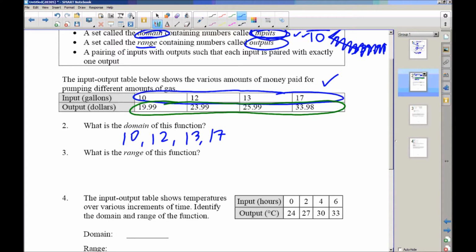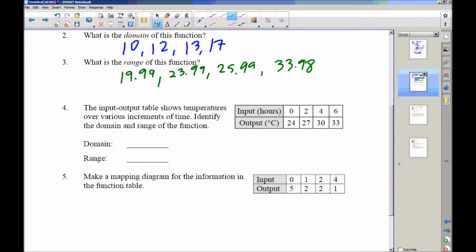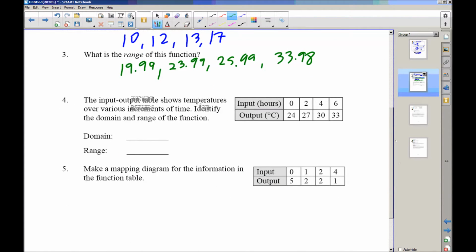And the range is the list of outputs. So that's the 19.99. That's the 23.99. That's the 25.99. And that's the 33.98. Okay? Number 4. The input-output table shows temperatures over various increments of the time.